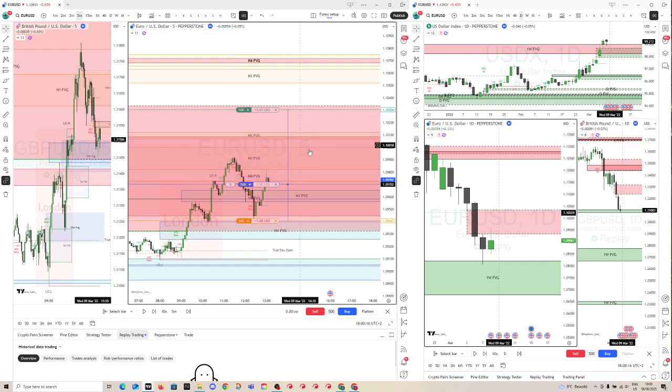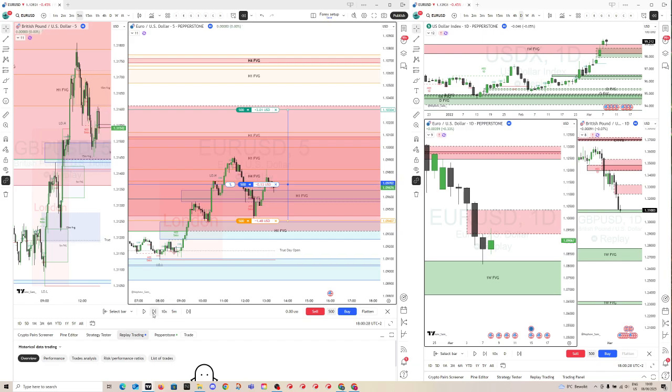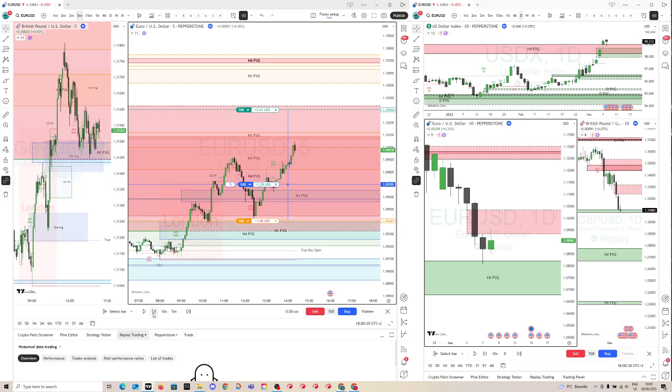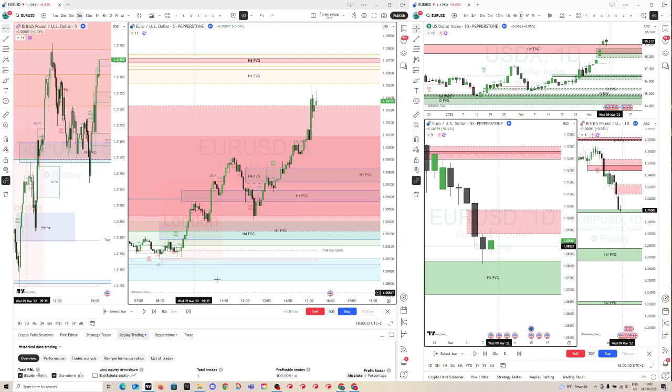It doesn't really matter how much or the volumes. It's just about the results in the end. So I'm going to take the trade there and see what happens. And we reach the target of 2R.